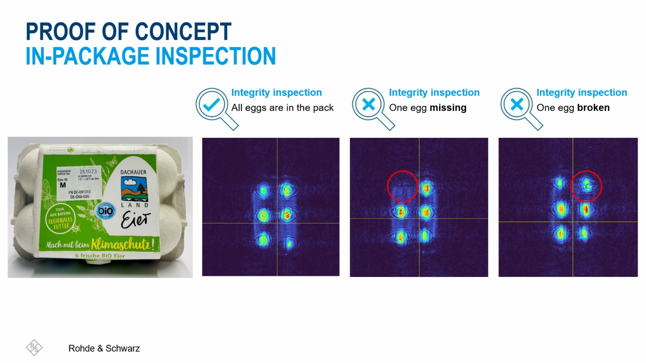So what the image here shows is the different things that we can detect with this box of X. So I mentioned completeness. You can see this on the middle picture where the top left egg is missing. And in terms of integrity, you can see that on the right image where the top right egg is broken. With having this in mind, let's have a look at more practical examples that I have prepared for this presentation today.